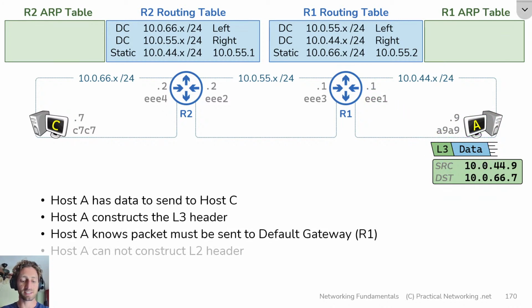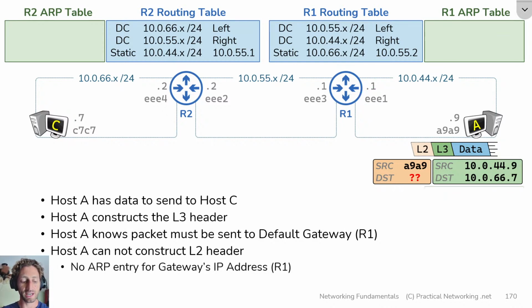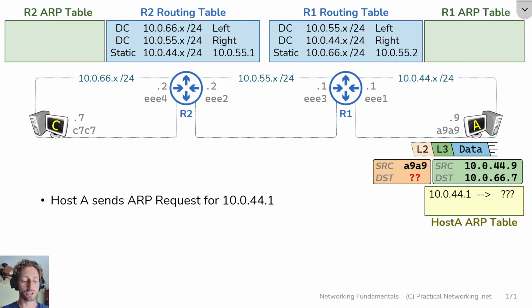The problem is that if this is the first communication host A has ever done, at the moment host A doesn't know router 1's MAC address. It's going to have to do ARP in order to learn the router's MAC address. So before this packet can be sent, host A is going to stop and quickly do ARP to discover the MAC address for the IP address 10.0.44.1.